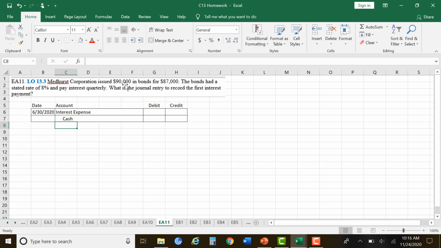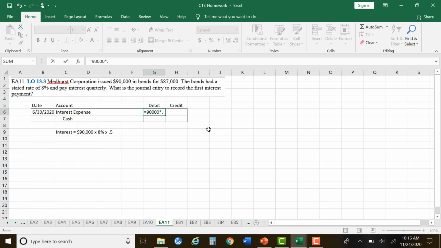So the interest is going to be equal to principal of the 90,000 times 8% times half a year. So 90,000 times 8% times half a year. So $3,600.